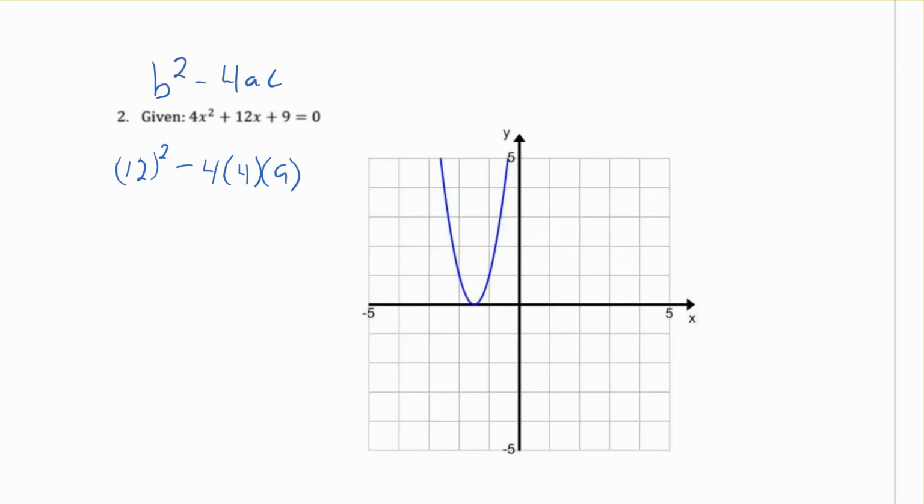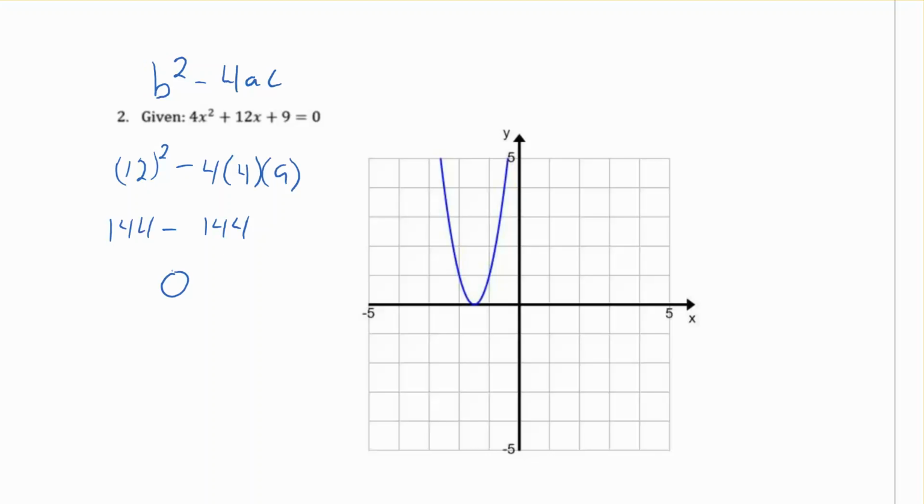Okay, so I've skipped to the next one here and already put in some numbers for you. Just did the same as last time. So this is b squared minus 4ac, but this time we've got 12 squared is 144, and then 4 times 4 times 9 is also 144. So the discriminant of this one is 0.